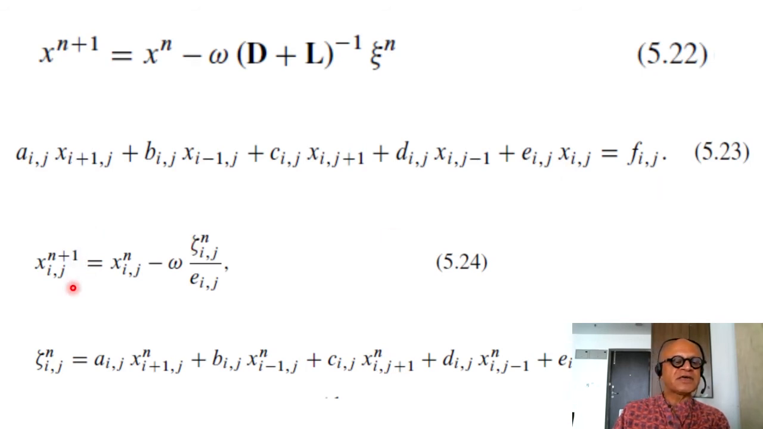So here x at i, j, at iteration n plus 1, at grid point i, j, is the previous iteration at i, j minus omega times zeta_ij at iteration n divided by e_ij. So zeta_ij^n, which is the residual here, is then equal to a_ij x_i+1,j at iteration n plus b_ij x_i-1,j at n plus c_ij x_i,j+1 at n plus d_ij x_i,j-1 at n plus e_ij x_ij at n minus f_ij.